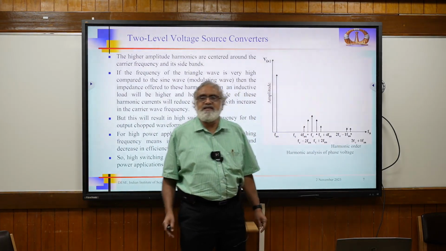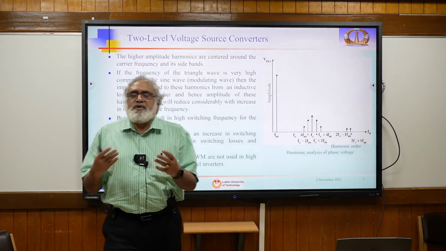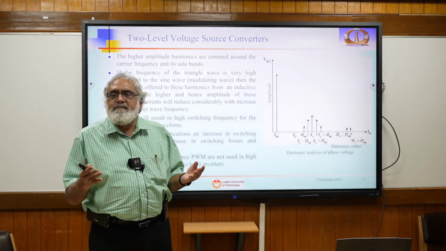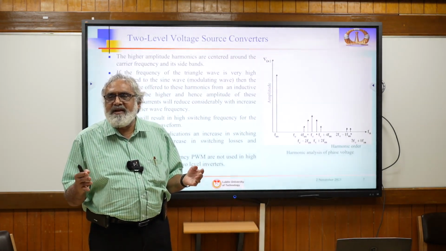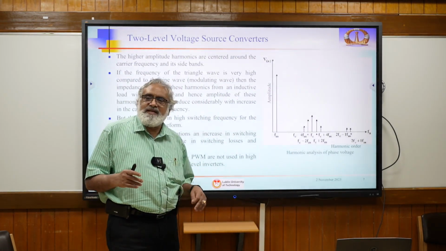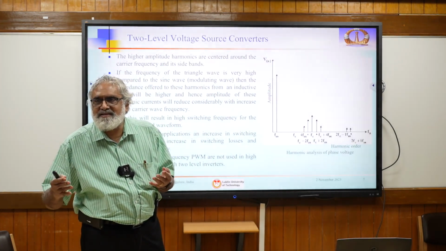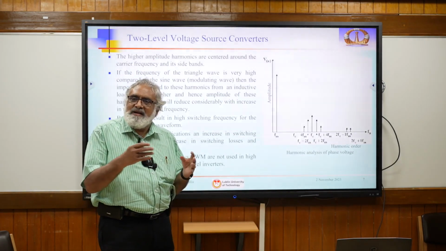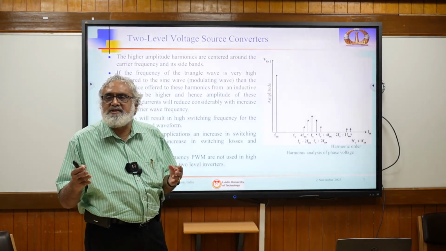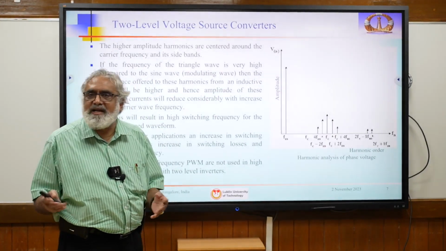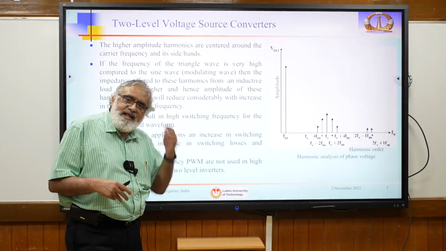So what is the advantage? Suppose an inductive load, the impedance for high frequency is L omega n. So if these harmonics are present, the current drawn by these harmonics decreases as L omega n increases, and the ripple current content will be much lower compared to the fundamental. So you will get a nearly sinusoidal current. This is an interesting idea.